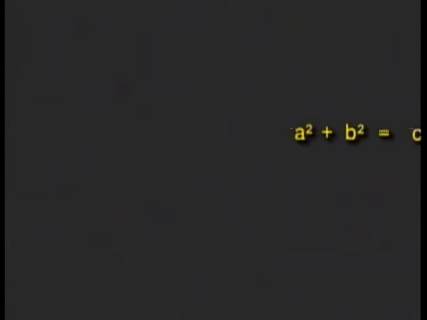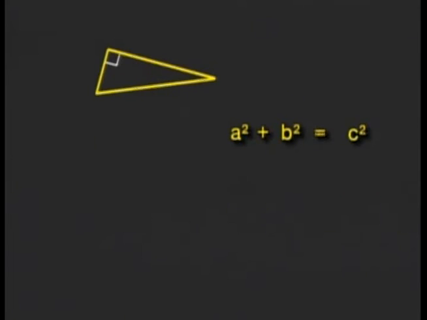There's another way to use the Pythagorean theorem. If we know we're working with a right triangle and we know the lengths of any two sides, we can find the length of the third side. In this triangle, we know the legs are 5 inches and 12 inches. To find the length of the hypotenuse, we can use the Pythagorean theorem.